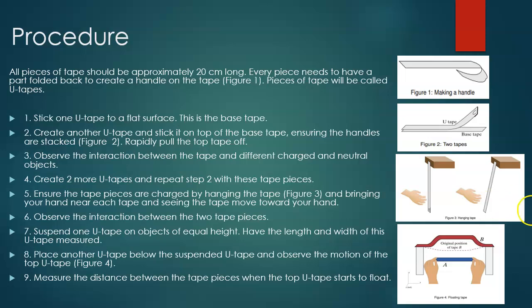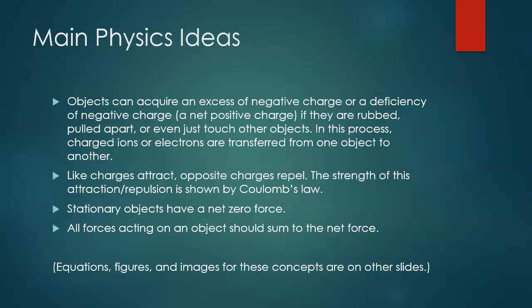This is shown by figures 3 and 4 with the observation of a hand, and also seeing how two pieces of charged tapes interacted. Some main physics ideas were that objects can acquire a net positive charge by being rubbed, pulled apart, or touched on each other. This is what happened to the tape when they were ripped off from the base tape. Like charges repel and opposite charges attract, which is shown by Coulomb's law. And stationary objects have a net zero force.